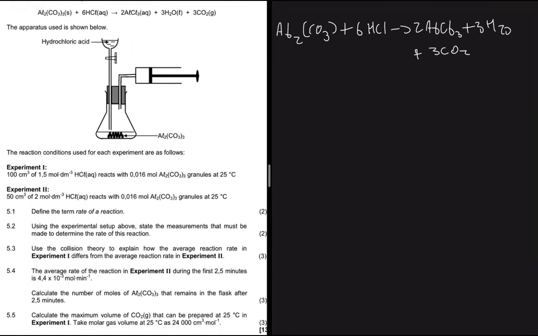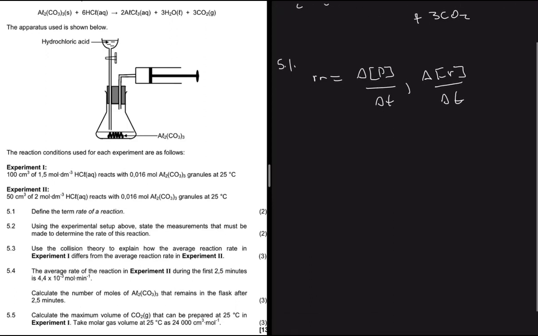And then the first question says 5.1, define the term rate of a reaction. That is the change in concentration of the products or reactants per unit time, right? The change in concentration of the products or the reactants per unit time. So formula wise, you write it like this: the rate of the reaction equals the change in the concentration of the products per unit time.